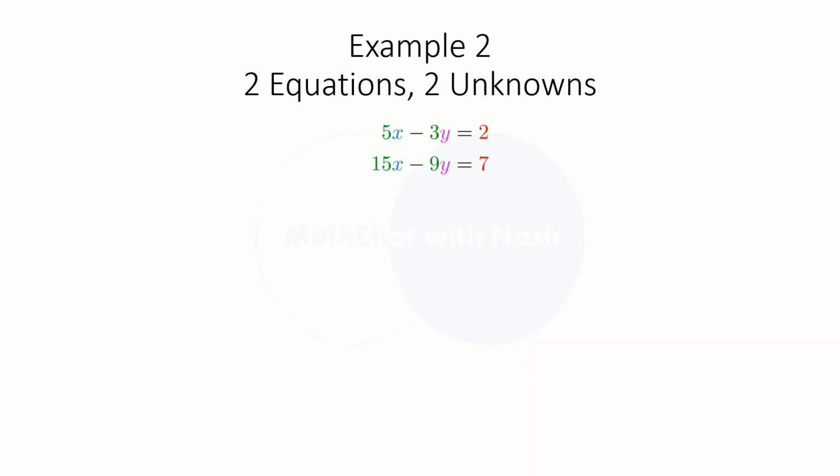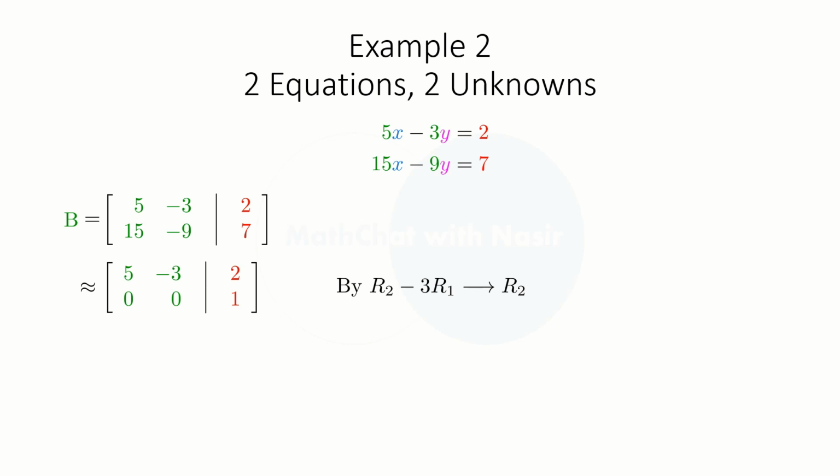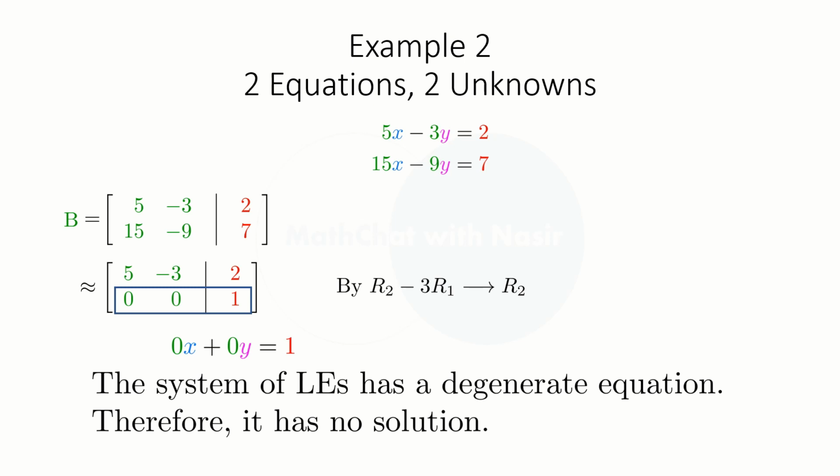The second example again has two equations and two unknowns. Write the augmented matrix. Replace R2 by R2 minus 3R1. Now observe the second row of the augmented matrix. This is a degenerate equation 0x plus 0y equal to 1. Therefore, the equations are inconsistent and have no solution.